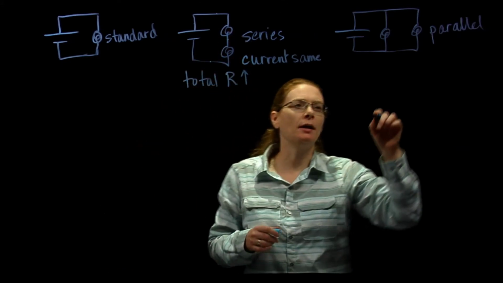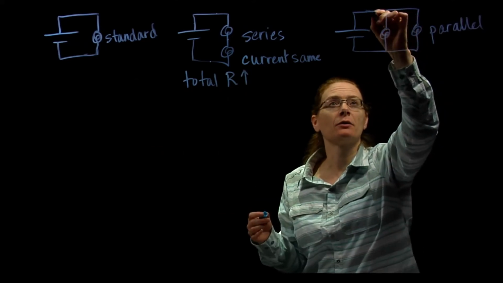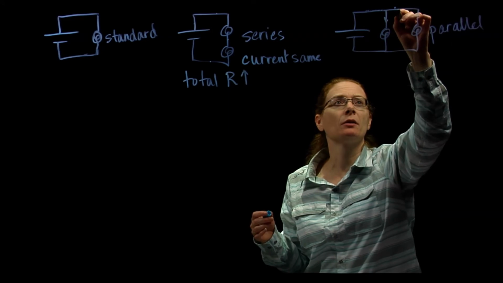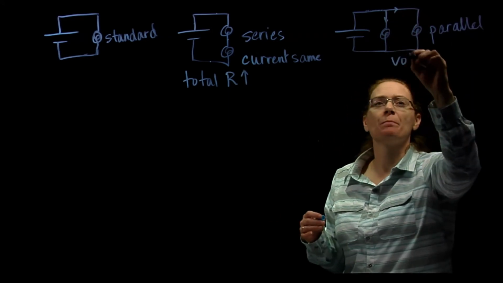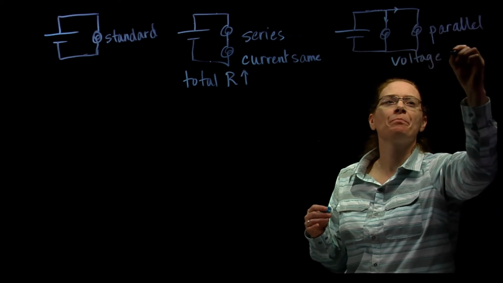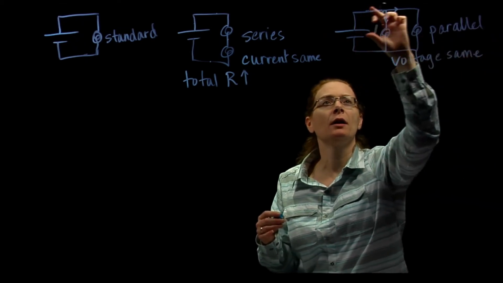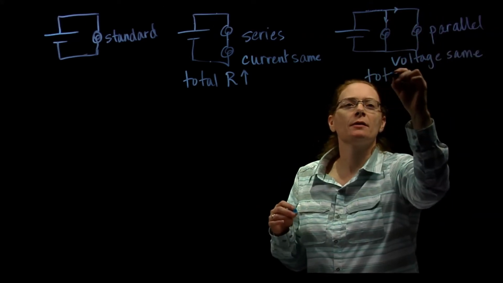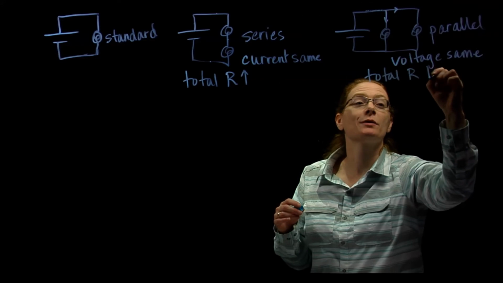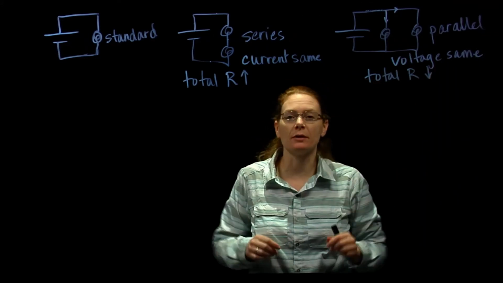Now in parallel, we do have other places for electrons to go. So electrons are coming here, and whoop, some go here, some go here. But what is the same in parallel is the voltage. So the voltage stays the same across the branches. So this voltage here and this voltage are all the same. And the total resistance in parallel goes down. So as you add bulbs in parallel, the total resistance goes down.